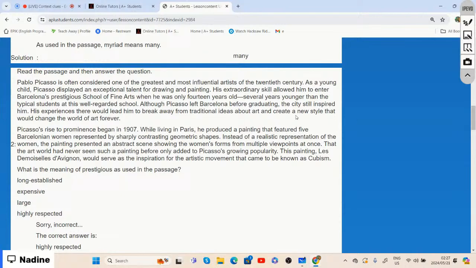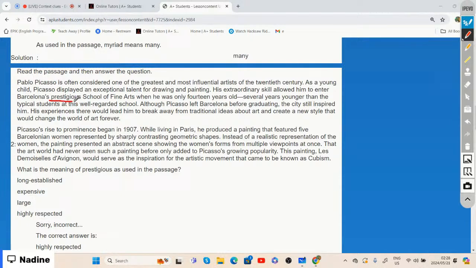If we look at the passage, and then we're going to answer the question, it says Pablo Picasso is often considered one of the greatest and most influential artists of the 20th century. As a young child, Picasso displayed an exceptional talent for drawing and painting. His extraordinary skills allowed him to enter Barcelona's prestigious School of Fine Arts when he was only 14 years old, several years younger than the typical student at this well regarded school.